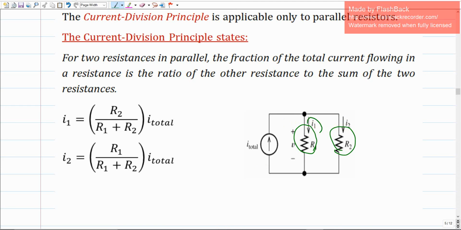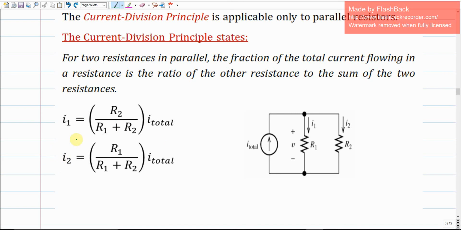So the question is, how much is I1 in terms of I total? How much is I2 in terms of I total? Or in other words, how much current does R1 take from the total current? How much current does R2 take from the total current? So this is what we are seeking. How much is I1 and I2? We can apply the current division principle, but forget about this principle for now, and let us see how these relations have been derived.